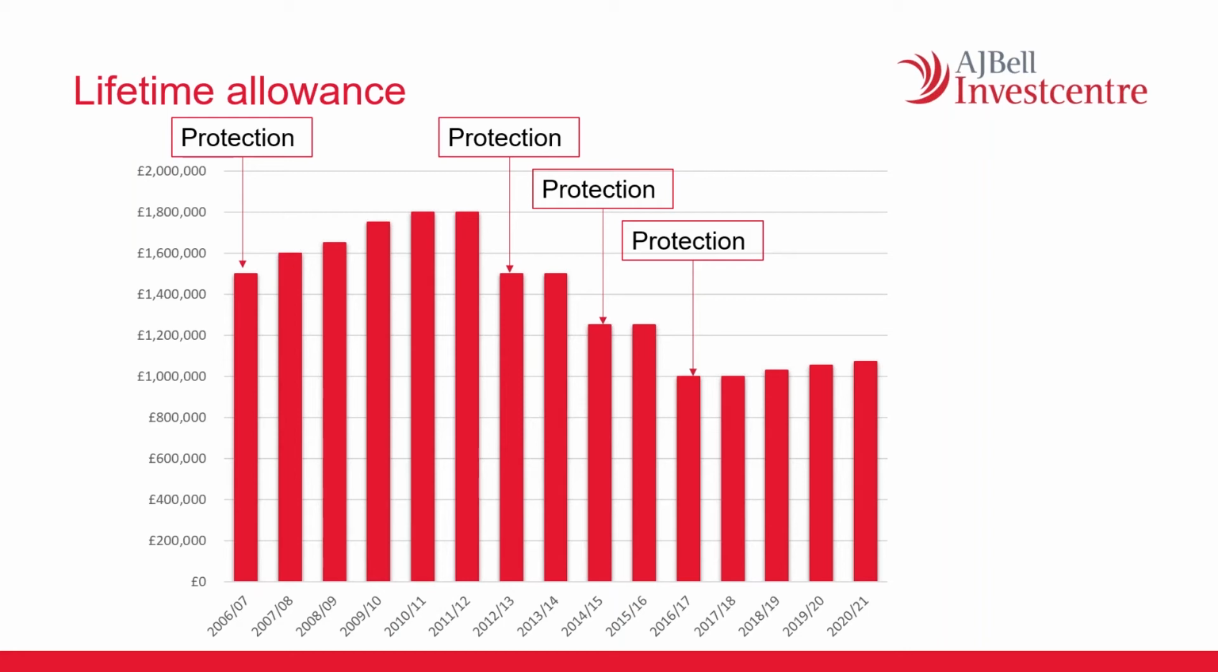And then we have seen, we are now slightly going in the right direction. We have CPI increases each year based on the September CPI figure. So it is creeping back up, but I think it's going to take us a long time to get back up to those 1.8 million levels.